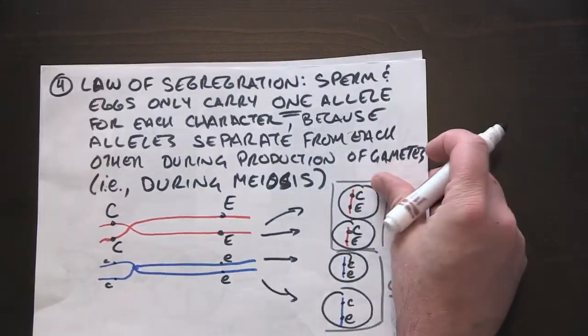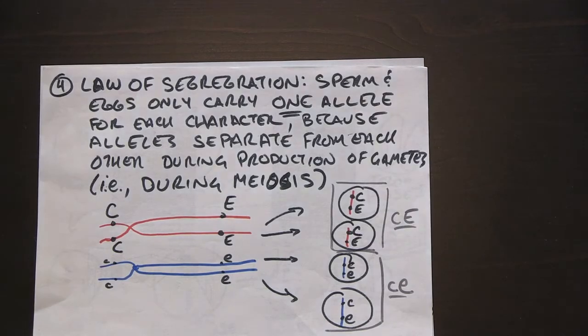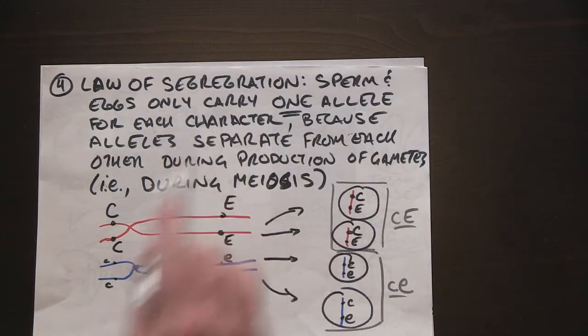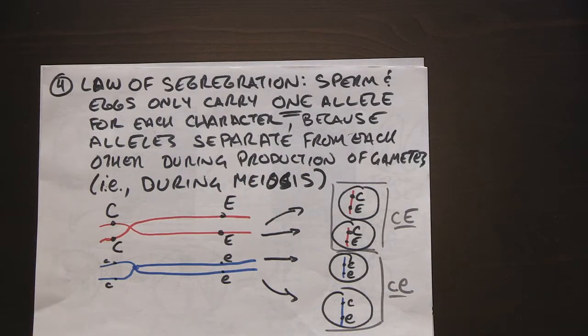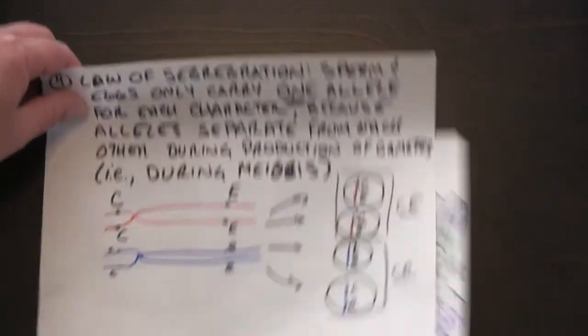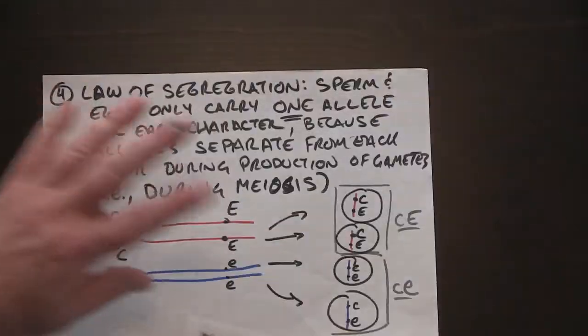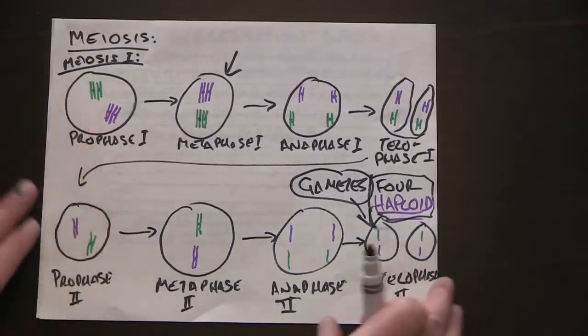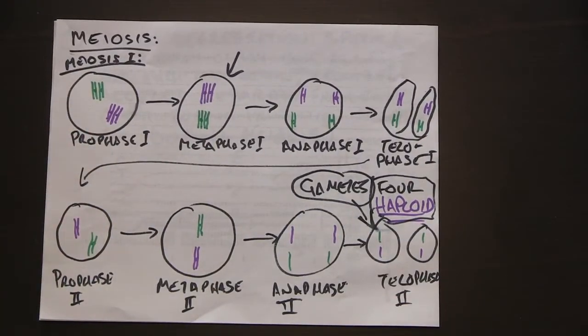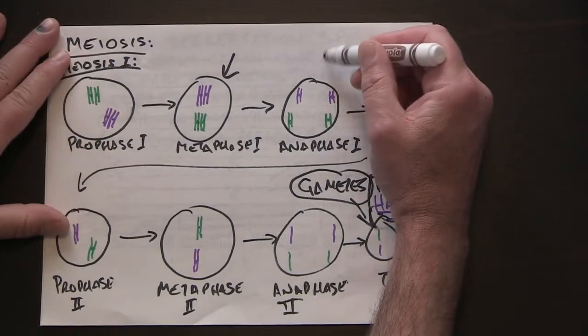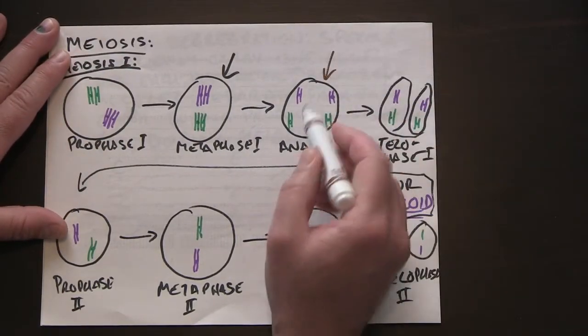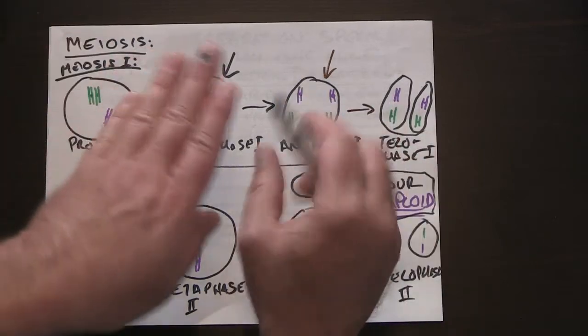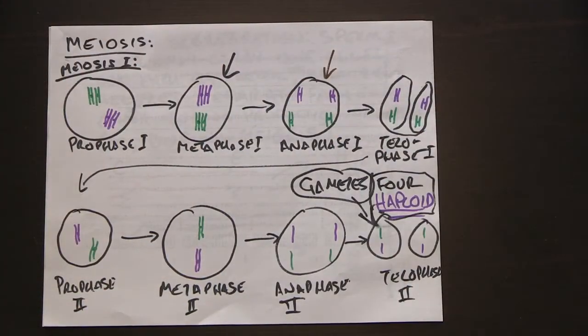you'll see that Mendel came up with the law of segregation and said that gametes carry only one allele for each character. So he came up with this concept first, and then it was confirmed later on when they figured out meiosis during anaphase 1. Here we see that the two homologous chromosomes are separating in anaphase 1. Okay.